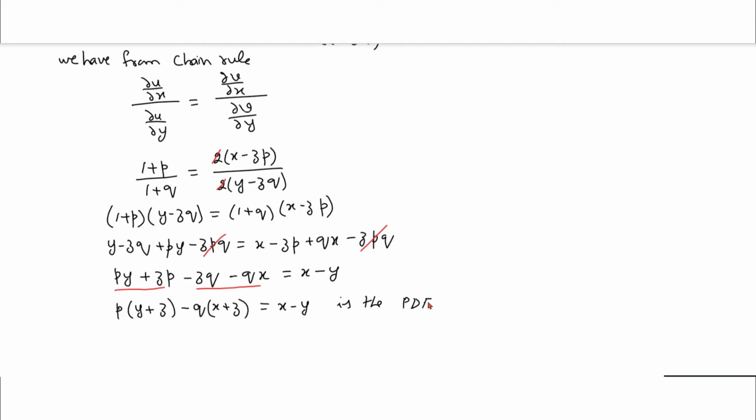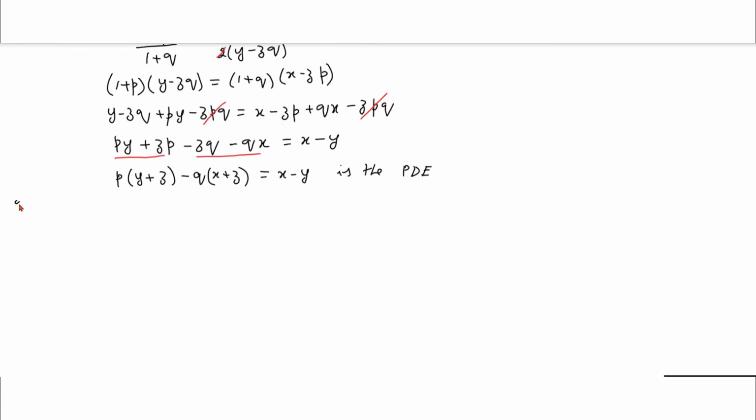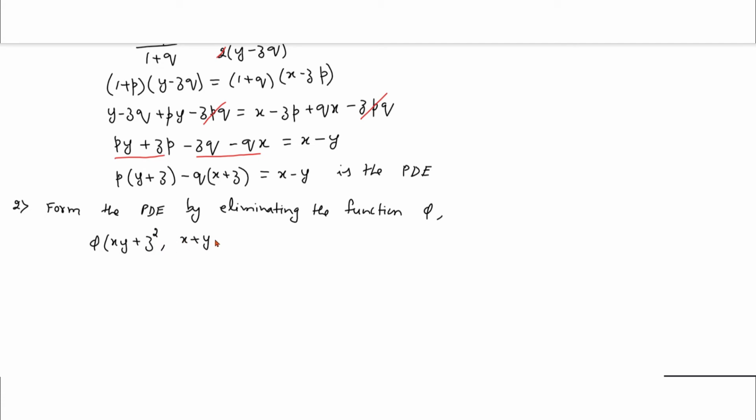We'll move on to the next question. Form the PDE by eliminating the function phi. So the function that we have is phi of (xy plus z square, x plus y plus z) is equal to 0.